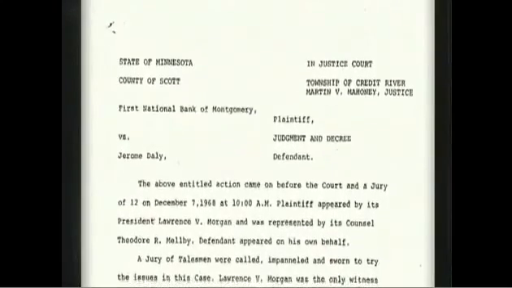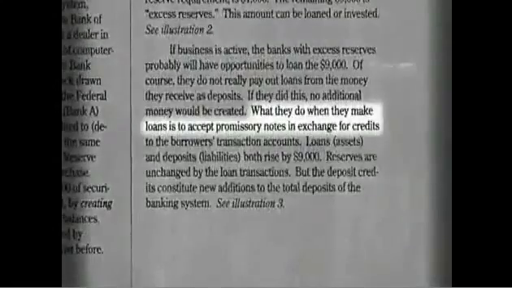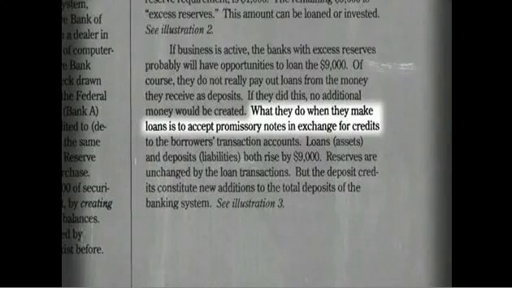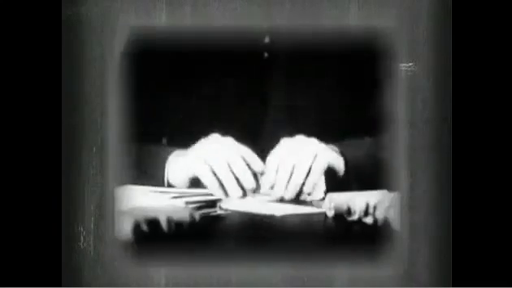Mr. Daley explained that the money was, in fact, not the property of the bank, for it was created out of nothing as soon as the loan agreement was signed. Remember what modern money mechanics stated about loans? "What they do when they make loans is to accept promissory notes in exchange for credits. Reserves are unchanged by the loan transactions, but deposit credits constitute new additions to the total deposits of the banking system." In other words, the money doesn't come out of their existing assets. The bank is simply inventing it, putting up nothing of its own, except for a theoretical liability on paper.